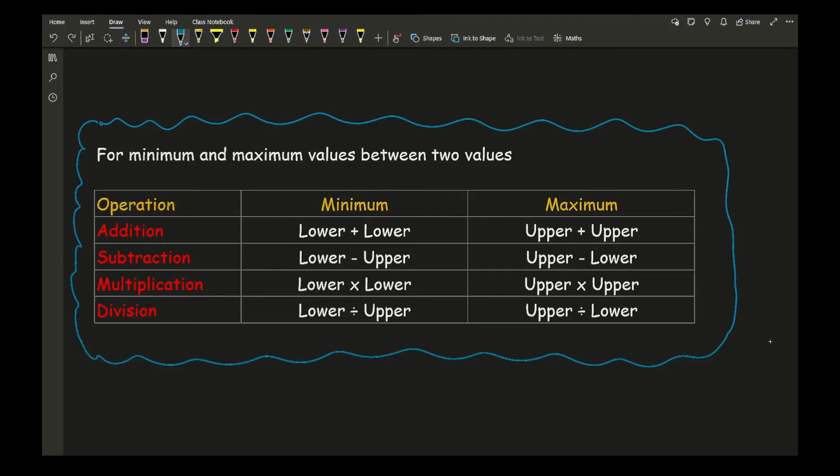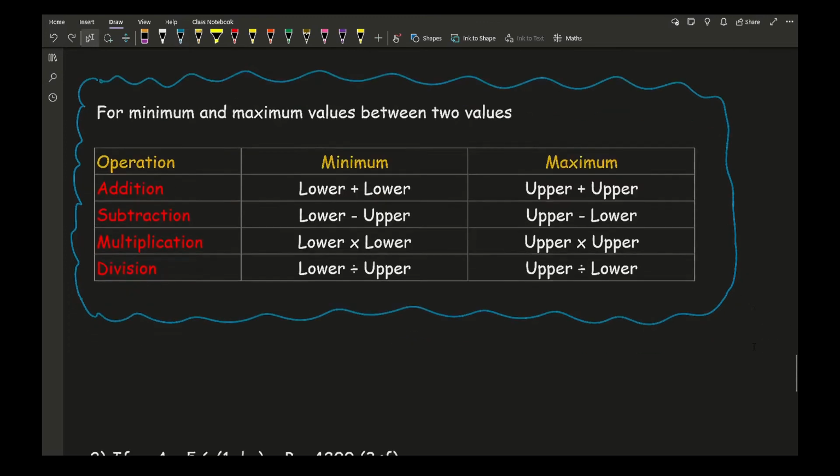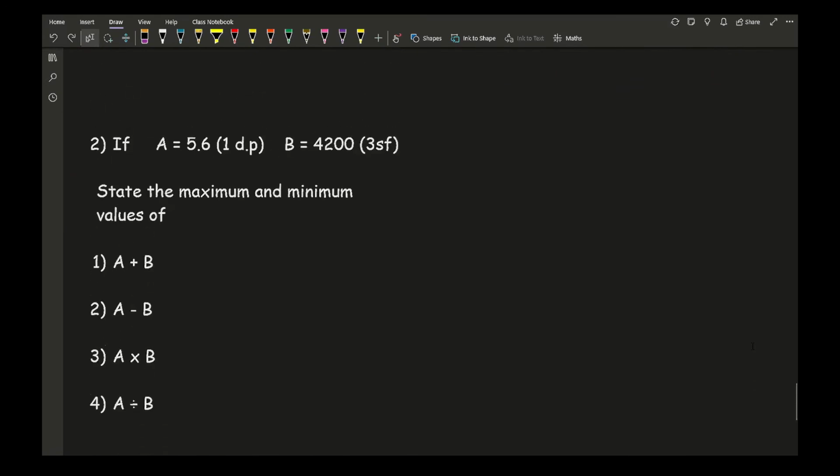Now dividing works in a very similar way to subtraction. To get the smallest possible answer, you want the smallest numerator with the biggest denominator, because you want it to be dividing by more parts and sharing less. For the maximum value, when you're dividing, you want the highest possible numerator and the lowest possible denominator. Now again, if that makes absolutely no sense, let's quickly put it in terms of a question.